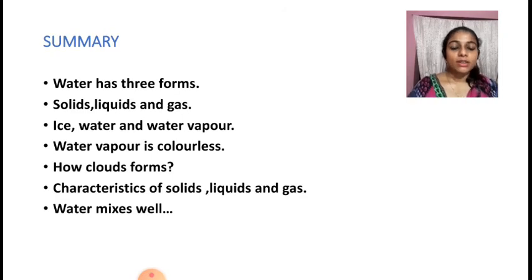So in this chapter we have discussed that water has three forms: solid, liquid and gas. Ice is the solid form, water is the liquid form, and water vapor is the gaseous form of water. And we have discussed that water vapor is colorless, but we can see the steam as well as the clouds, isn't it? Actually they are the droplets of water. And next is how the clouds form. And next, characteristics of solids, liquids and gases. You have to study two characteristics of each form of water.